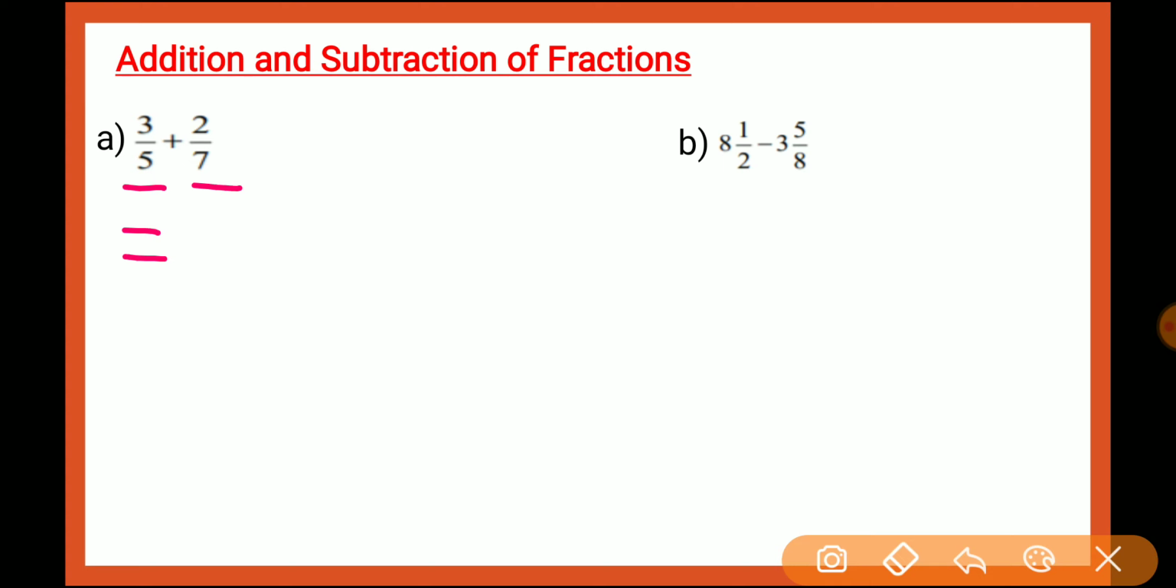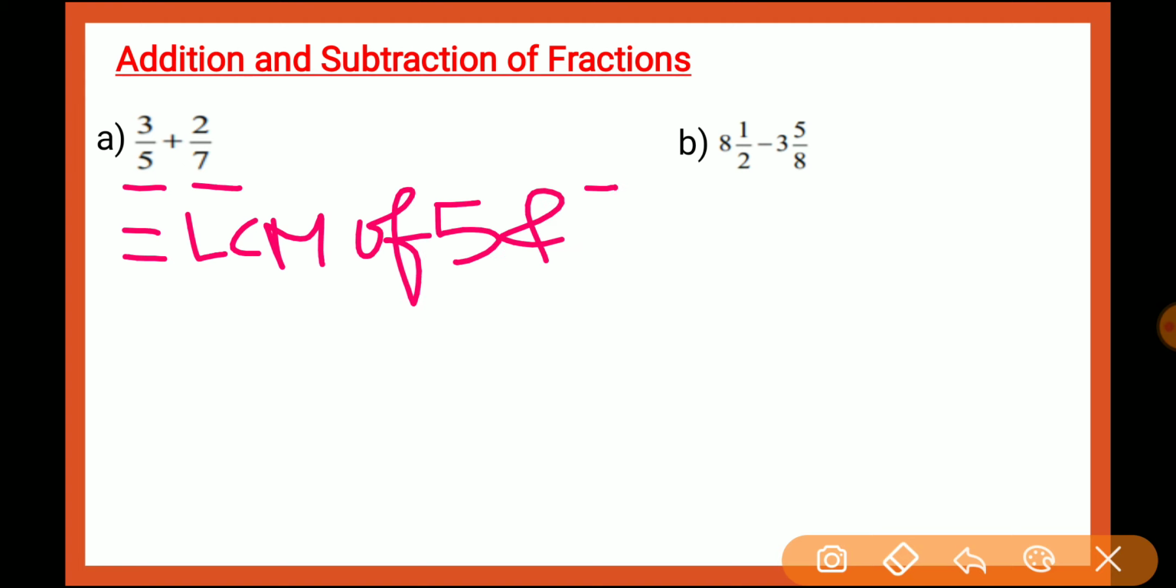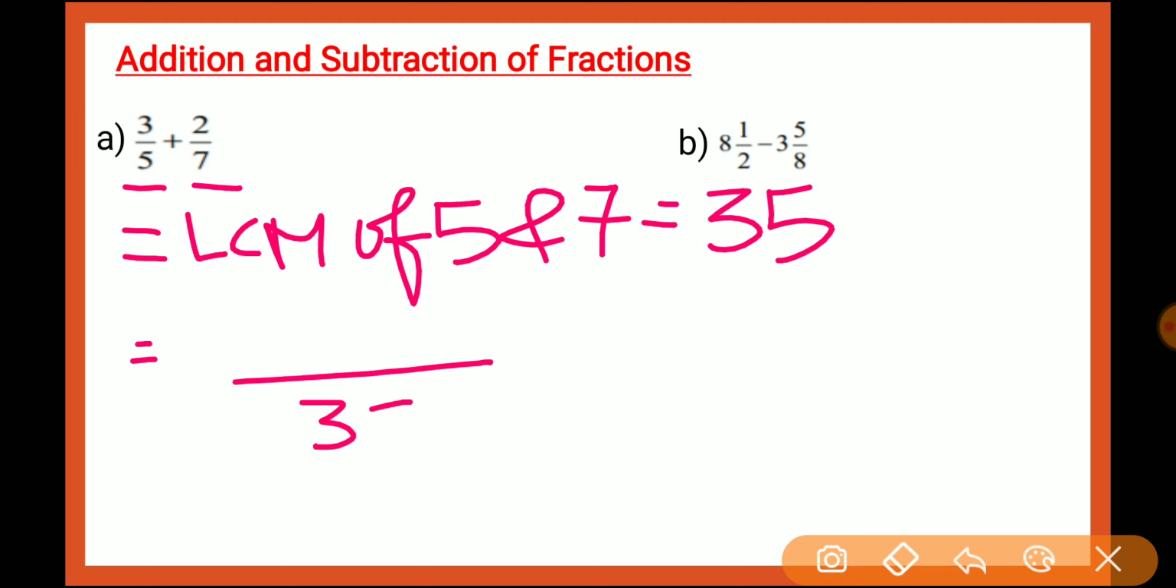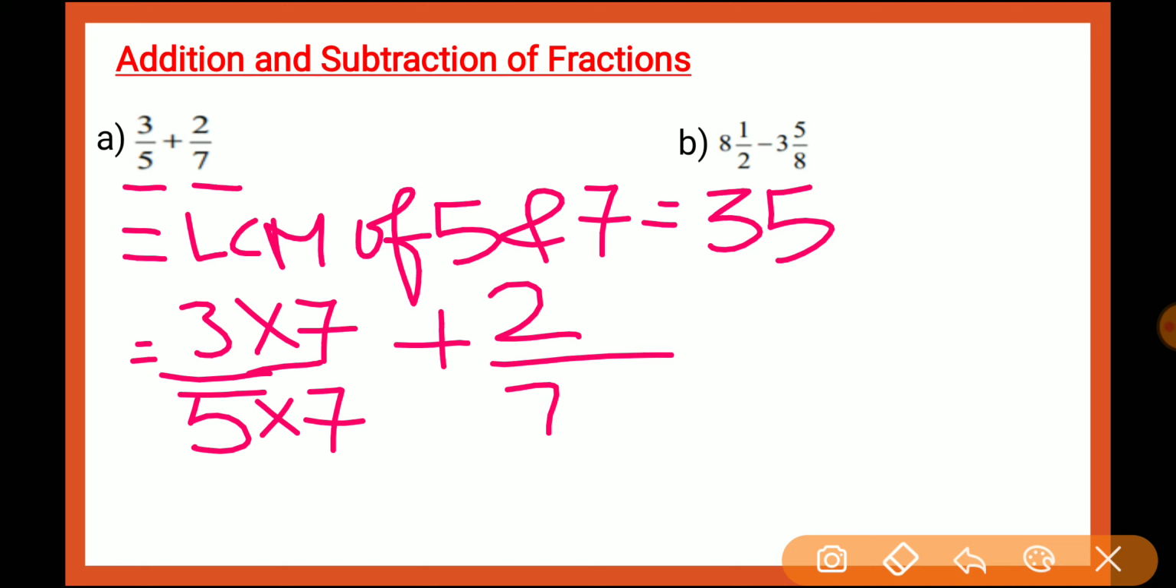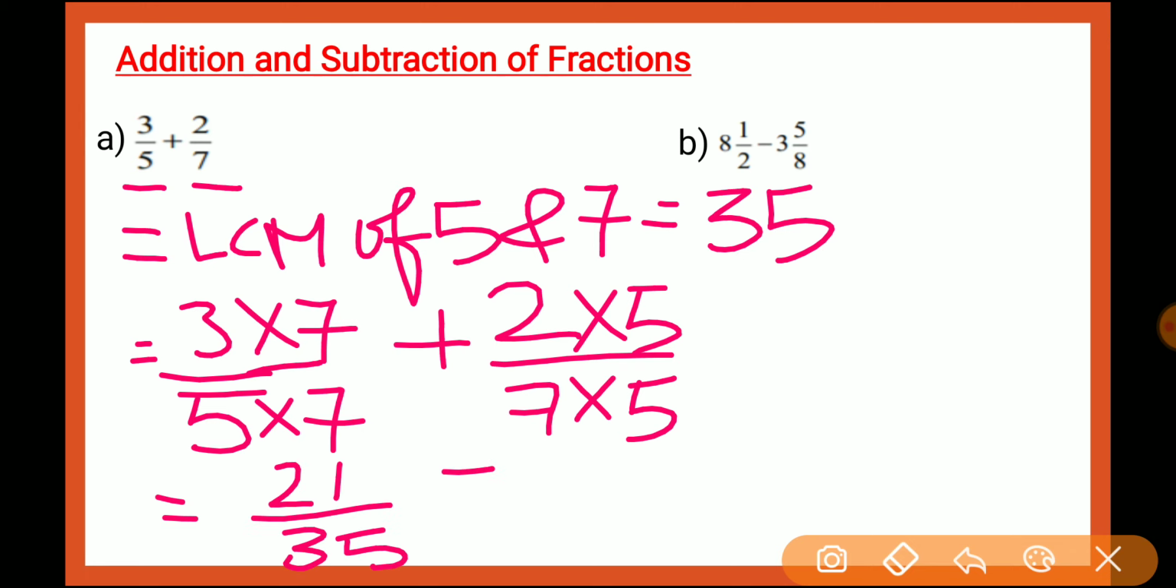So what we will do, first we will take the LCM of 5 and 7, that is 35. Is it clear? Now next you will write 35 here. One method is 3 by 5: you will multiply 5 by 7, so you will get 35, plus 2 by 7: you will multiply 7 by 5, so you will get 35. So here 21 upon 35 plus 10 upon 35.